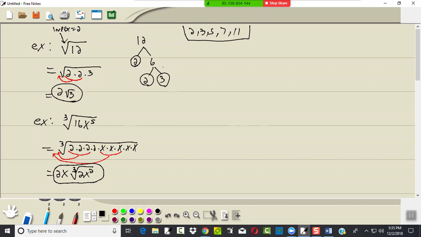So again, this index here tells you how many sets of what you're looking for. So looking for a set of 3 of something. If this was a 5 for the index, we'd be looking for 5 of something. And if we had 5 x's, we could pull out 5 x's as a single x. Now that's our simplifying.